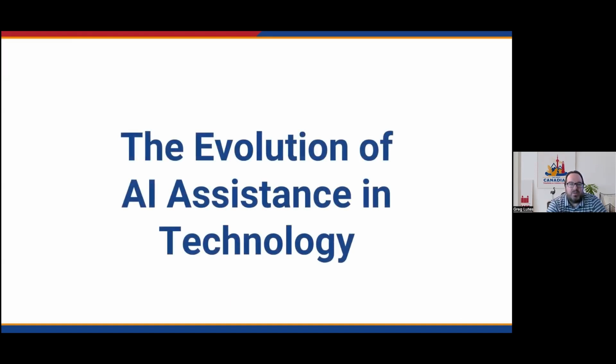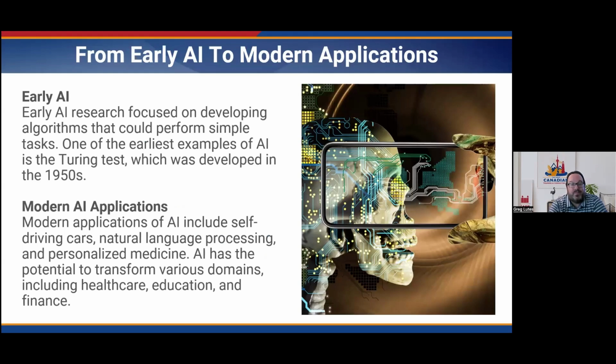Now let's talk about the evolution of AI. AI has come a long way. And in this section, I want to explore the historical milestones in AI development from its early days to modern applications as we see today. We'll also talk about some of the different trends too.